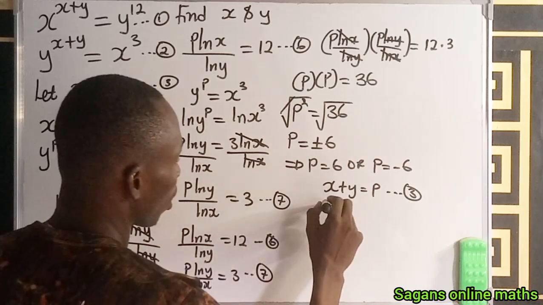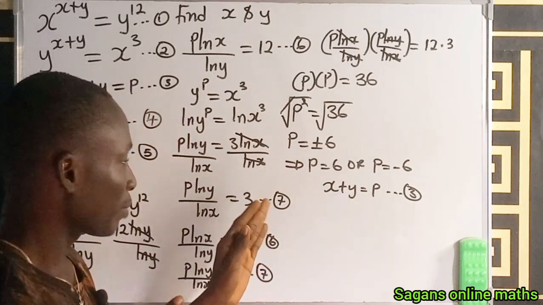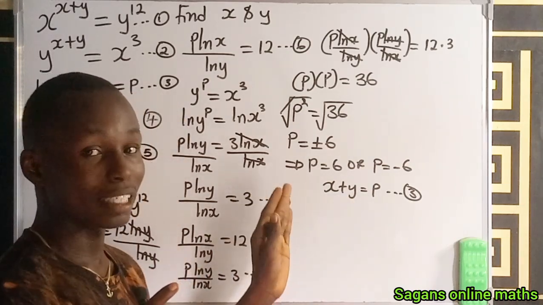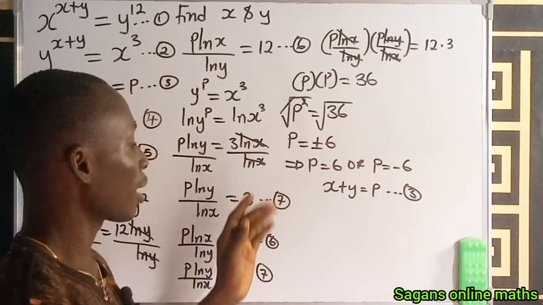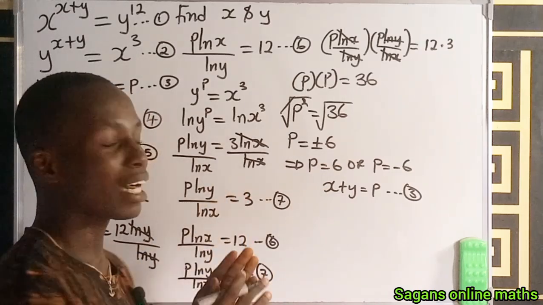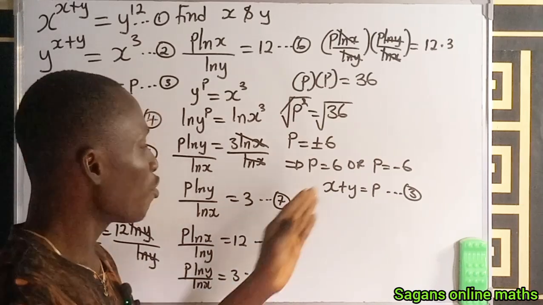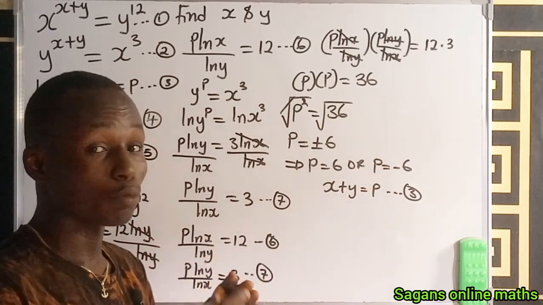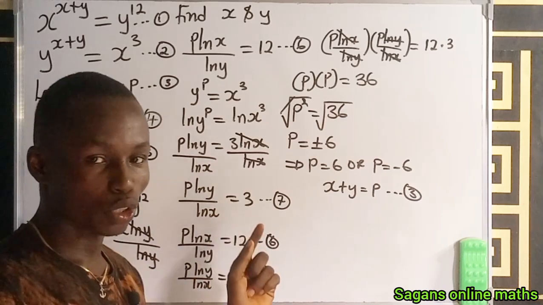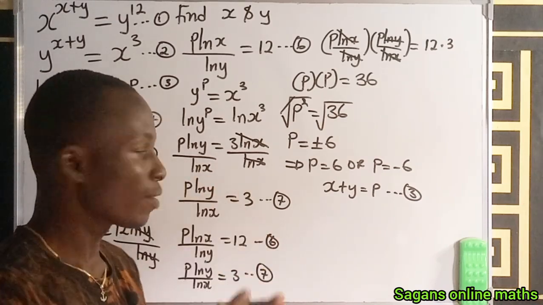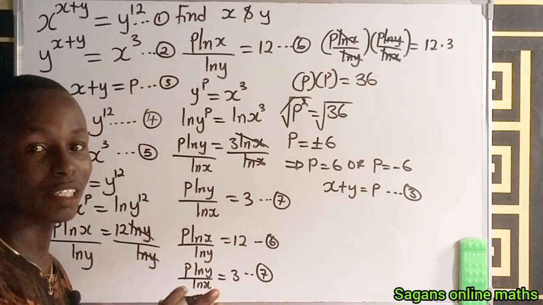Do you know why we are going to consider the positive integer instead of the negative integers? Because if you follow the positive integers, you can actually have the values of x. But if you follow the negative, it will give an answer that will not satisfy this equation. So let's see when p is 6, which is the positive integer.